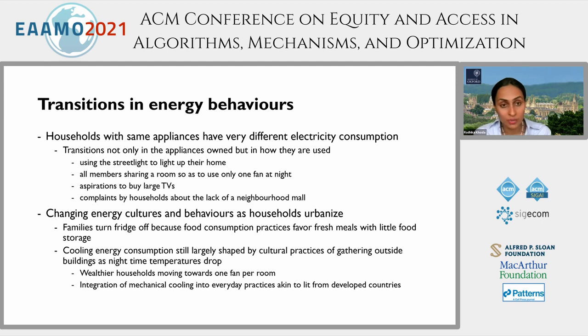They have aspirations to buy large TVs. They complain about the lack of a neighborhood mall. There are families that have the fridge on all the time. And there are other families that turn the fridge off, right? So there are families that are using the fridge more as a storage device, because culturally, the way to think about food is to favor fresh meals. And these are the kinds of nuances that don't make it through to our energy models.